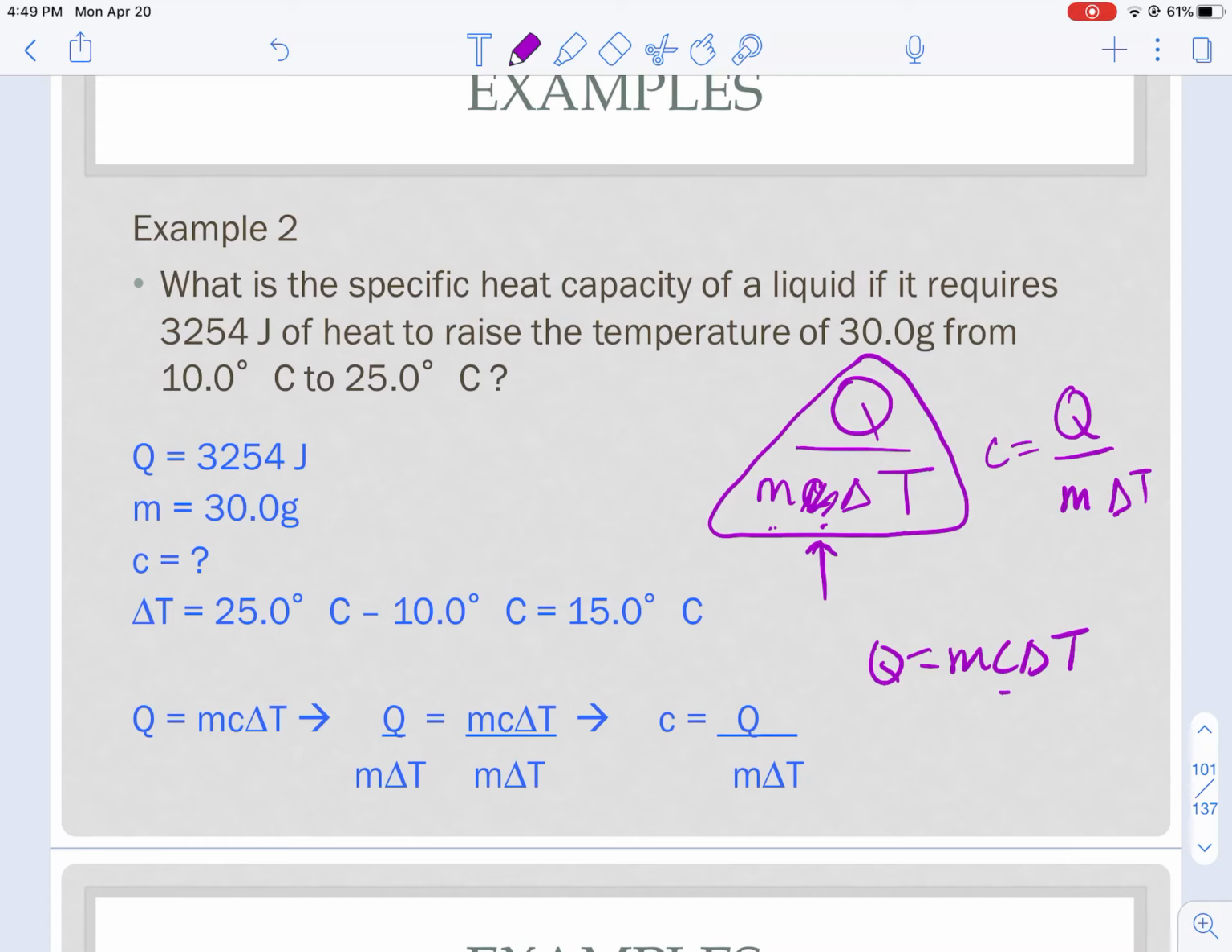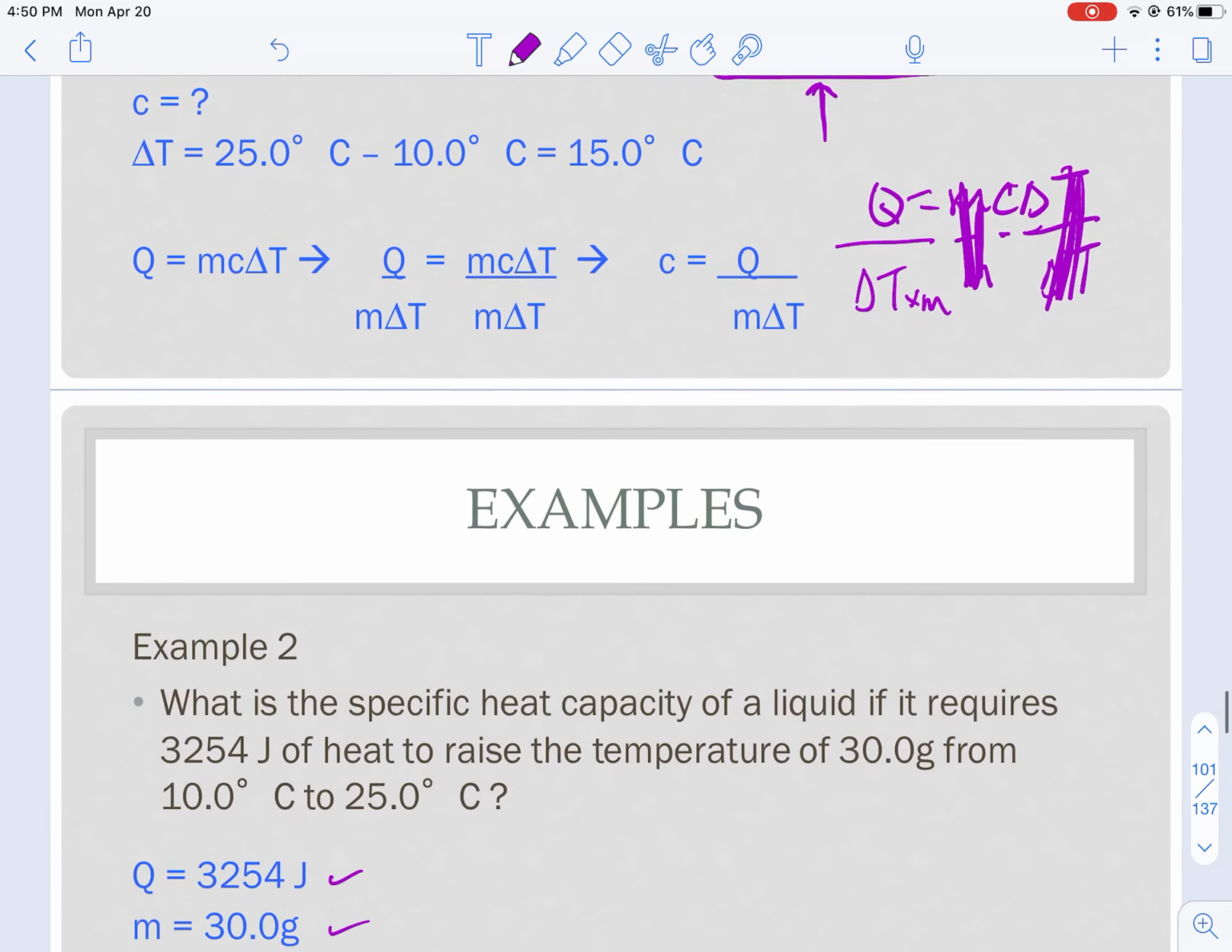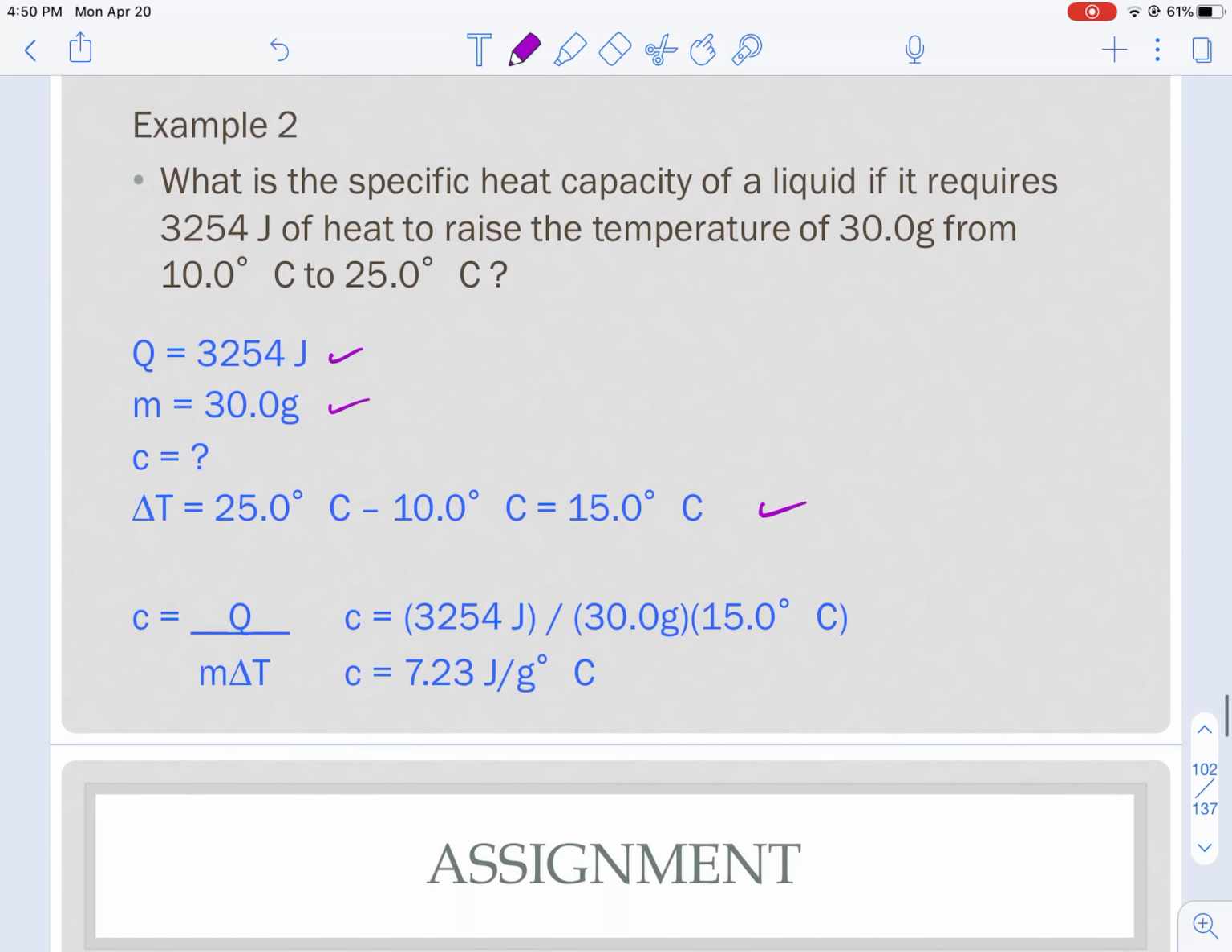Or you can simply look at it this way, going, if I want to leave C on my side by itself, I have to divide this side by the temperature change, divide this side by the temperature change, those can scratch out, and divide this side by the mass. So you also divide the other side by the mass, and these can cancel out. So it ends up being the exact same formula, whichever way you'd like to calculate for C, whichever works for you, you can do that.